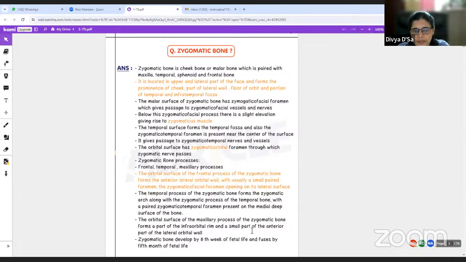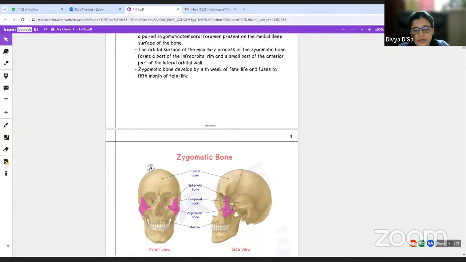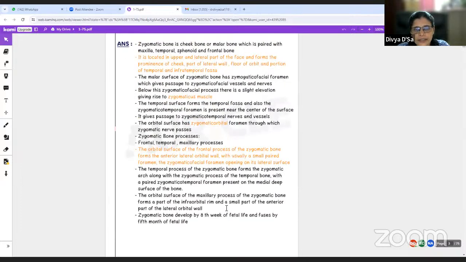Then the temporal surface will form the temporal fossa, and the zygomaticotemporal foramen is present near the center of the surface. Here the temporal surface of the zygomatic bone will be on this side. That gives passage to the zygomaticotemporal nerves. Then the orbital surface has the zygomaticoorbital foramen through which the zygomatic nerves will pass.